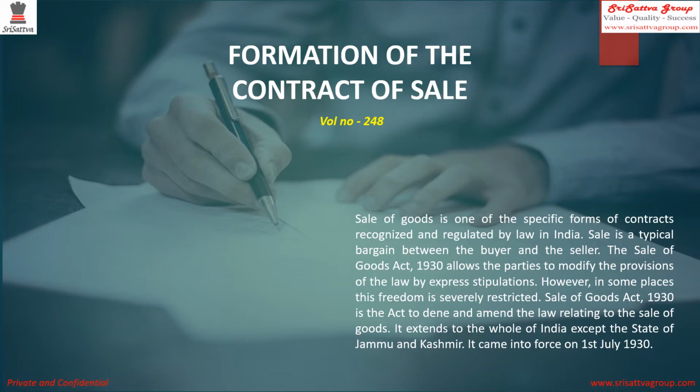The Sale of Goods Act, 1930 is the act to define and amend the law relating to the sale of goods. It extends to the whole of India except the state of Jammu and Kashmir. It came into force on 1 July 1930.